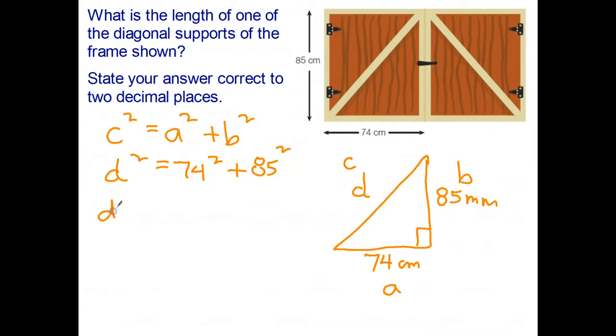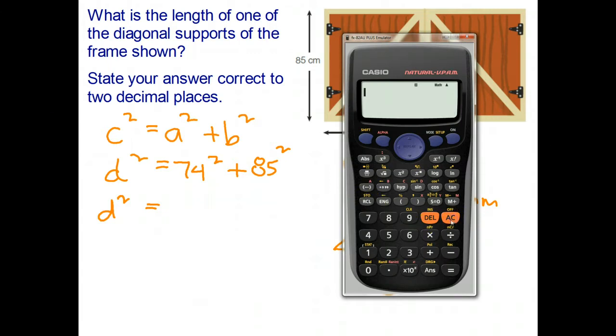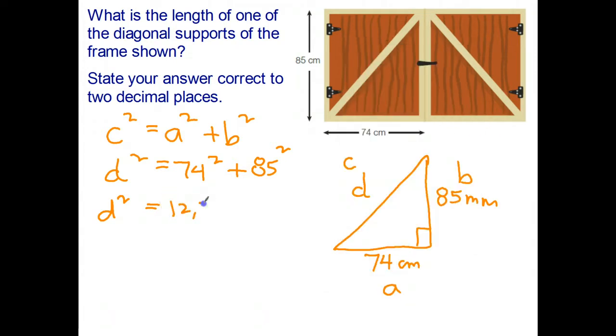Now we have to simplify the right-hand side. So I'm not real good at squaring 74 in my head. So what I'll do is I'll do the entire right-hand side in one step. 74 squared plus 85 squared. And that gives me 12,701. Now I've got to solve this for D, so I undo squaring by taking the square root of each side. And I've got to round it off to 2 decimal places.